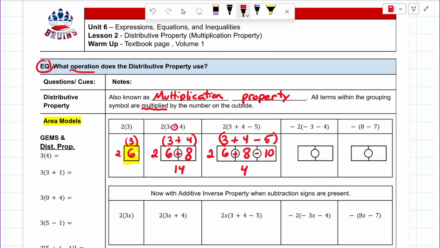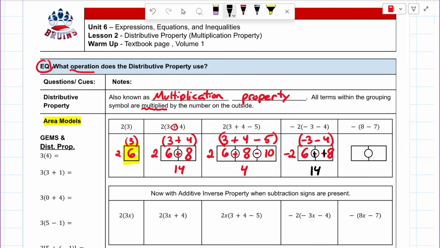We have a negative 2 right here. Then we'll do a negative 3 minus a 4. Put a minus sign right there. And negative 2 times negative 3, and negatives times negatives gives you positives, 6. And then negative 2 times 4 is negative 8. Now in this one, we're going to use additive inverse because this is subtracting a negative. So add the opposite. And you can see that the answer is 14.